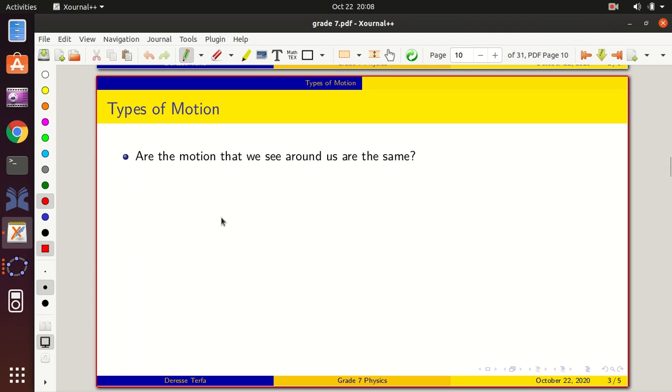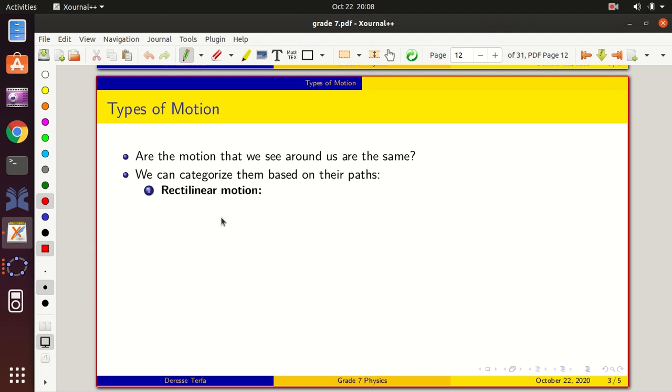Okay, our next topic is types of motion. We have seen different motions in our activity. We categorize these motions into different categories or types depending on the path they follow. Therefore, we can categorize them into rectilinear motion.